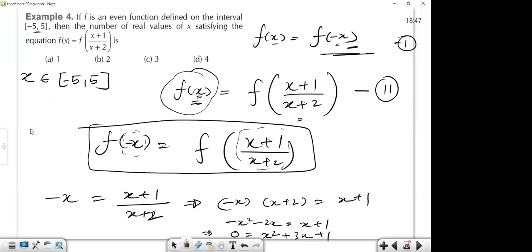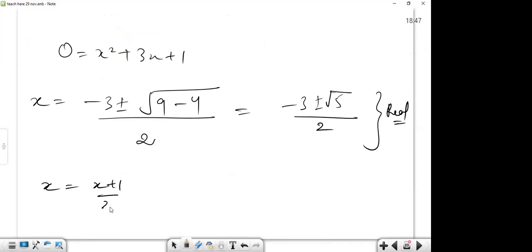Now, after using 1 and 2, we have made this equation. There was also this information given. So if we utilize this given information, then we also have to consider x is equal to x plus 1 upon x plus 2. Clear? Any doubt? Any contradiction? No, sir.